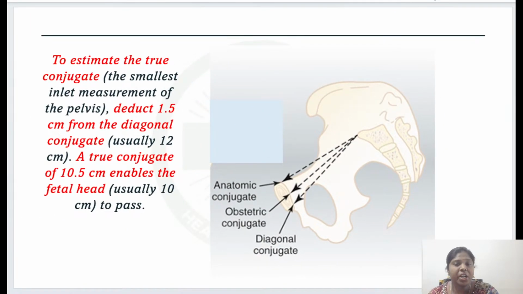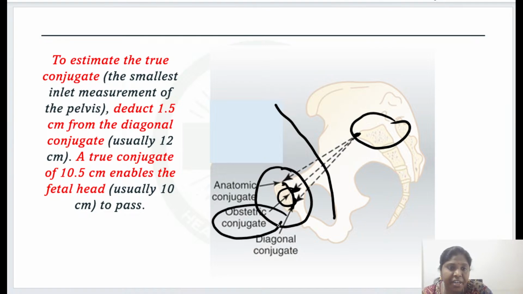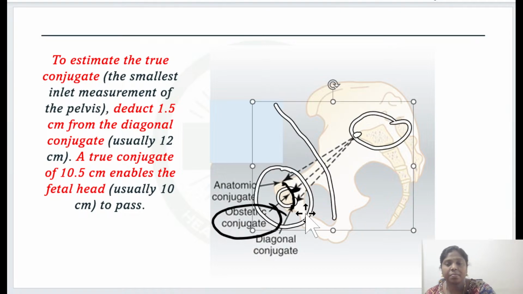Then, to estimate the true conjugate. Previously I have told you regarding the 3 types of conjugate, right? This is the only true conjugate through which we will come to know whether the presenting part will cross the pelvic inlet, right? So, the obstetric conjugate is from the tip of the sacral promontory to the middle part of the symphysis pubis bone, and we call it the obstetric conjugate. So how do we measure it?